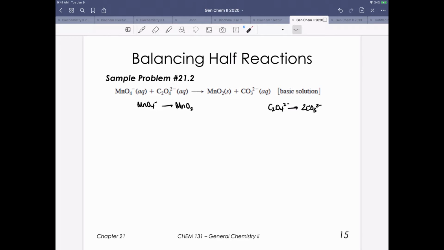All right, moving on to the next step. This is going to be the most involved because it has to do with balancing atoms and charges. So remember, first go through and balance atoms other than oxygen and hydrogen, then balance oxygen by adding water, balance hydrogen by adding H+, and then balance charge by adding electrons. So go ahead and pause the video and see if you can figure that out for both of these half reactions.